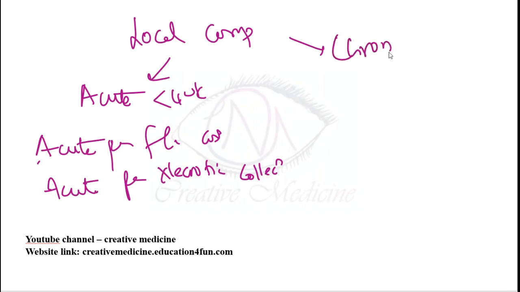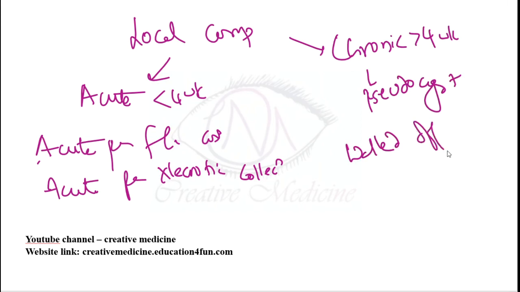Then in chronic cases, that is more than 4 weeks, you will see pseudocyst and also walled off necrosis. So there are two types of local complications. In acute cases, less than 4 weeks, where there is no defined wall, you see acute pancreatic fluid collection and acute necrotic collection. Then in the chronic stage, more than 4 weeks, you will see pseudocyst and walled off necrosis.